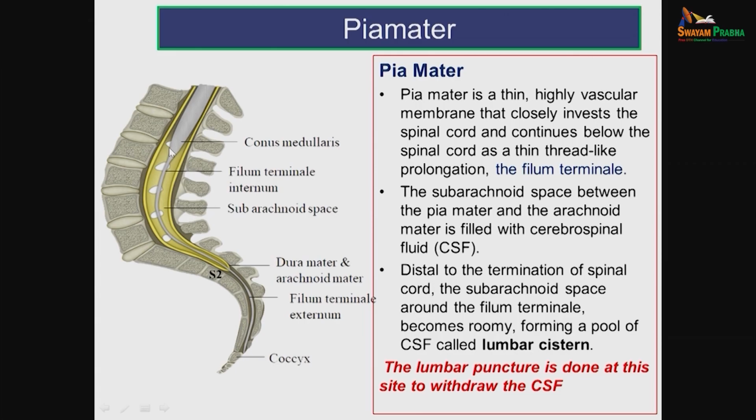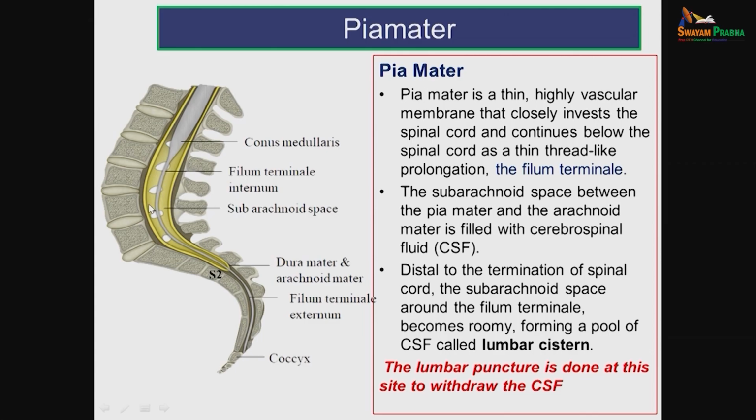Next is the pia mater. As I already told you, pia mater closely invests the cord and is very thin. It's a highly vascular membrane which is covering the cord, and below the termination of the cord, we call it the conical structure, that is the conus medullaris. From the apex of the conus medullaris, this pia mater, as you can see from the picture, is going to extend as a thin filamentous structure that is called filum terminale.